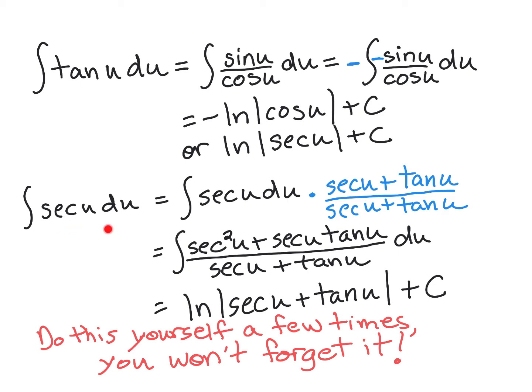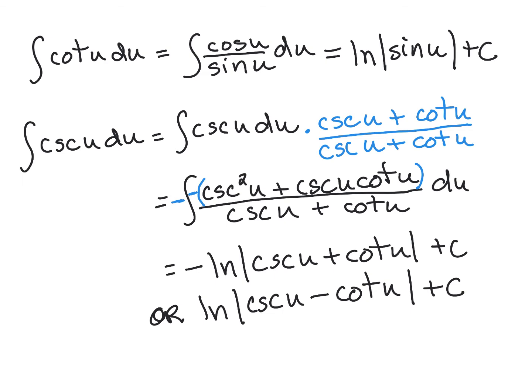The integral of secant, again, that adjustment there by multiplying by secant plus tangent over secant plus tangent creates a perfect logarithm derivative as long as you have the du. If you do these two problems for yourself a few times, you'll never forget. Cotangent is just cosine over sine. Again, the function's in the bottom, perfect derivative on the top. As long as you have that du there, you've got the ln of the bottom.